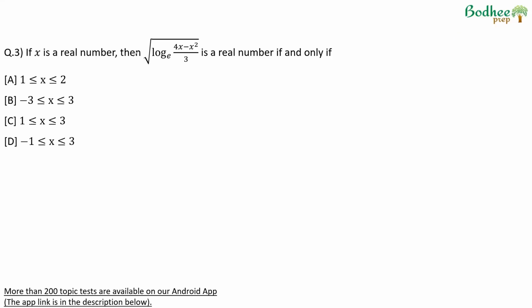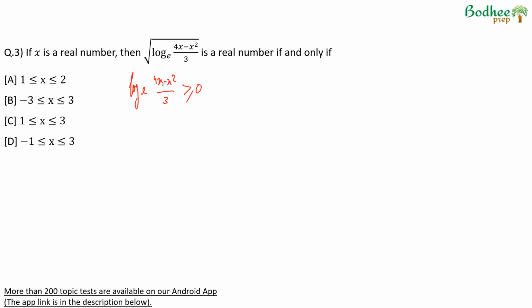Let x be a real number, then root of log of (4x minus x square) upon 3 to the base e is a real number if and only if... Now, the number under the root should not be negative. So this should be greater than or equal to 0.